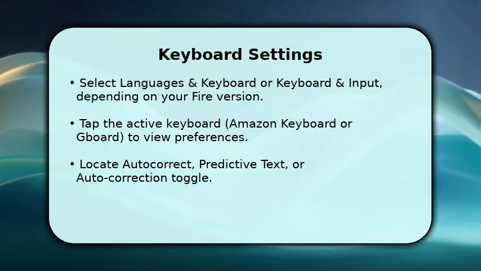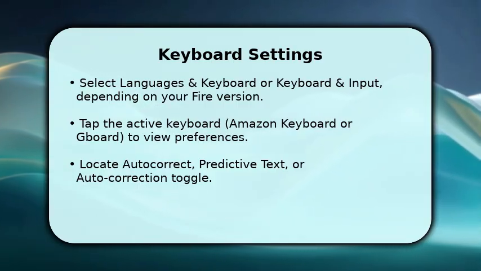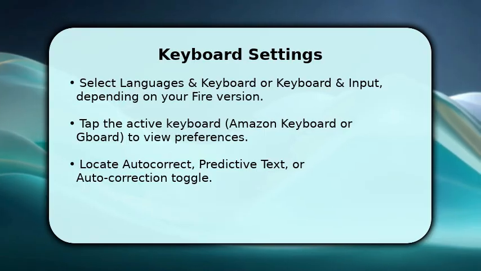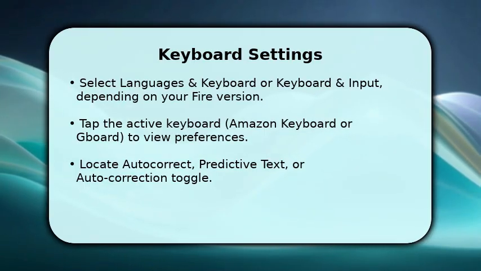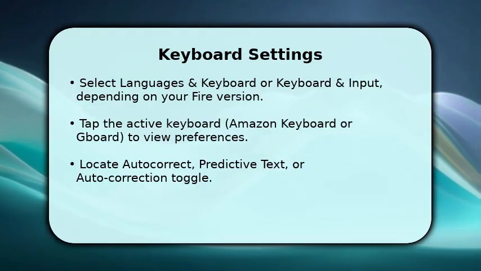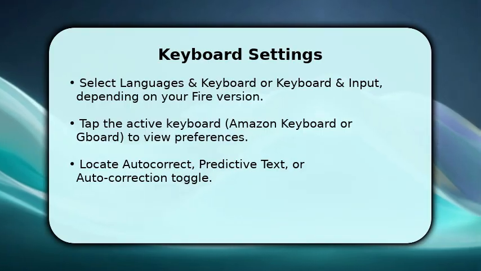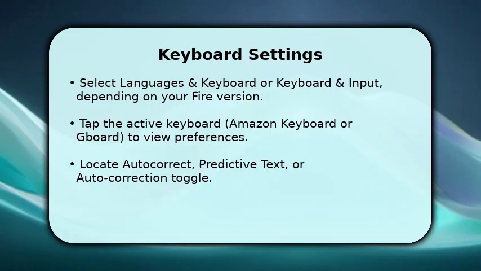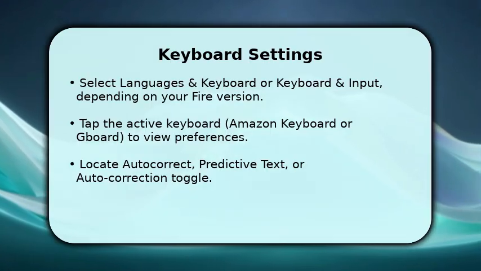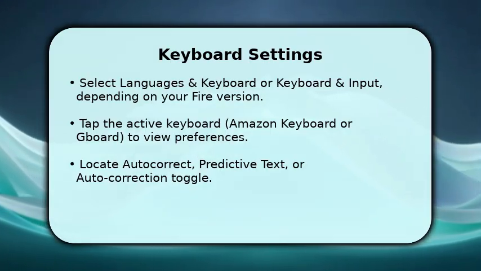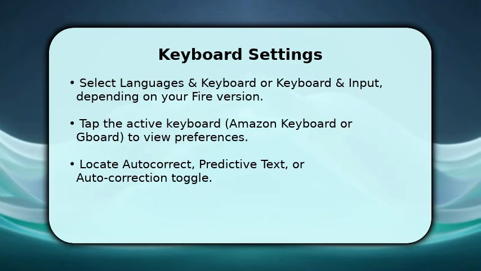Once in that keyboard settings, find options labeled autocorrect, autocorrection, or predictive text. These control automatic replacements and suggestions. Turn off the autocorrect toggle, and if present, also disable aggressive prediction or auto-capitalization to reduce unwanted changes. Make sure to confirm any prompts so your selection is saved.